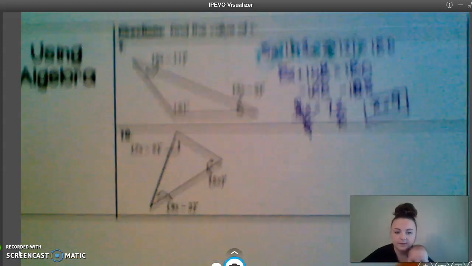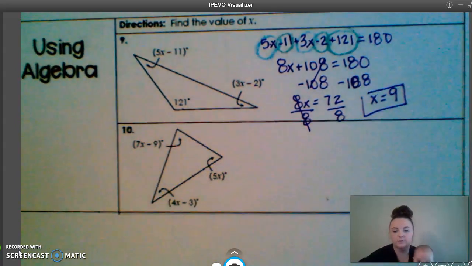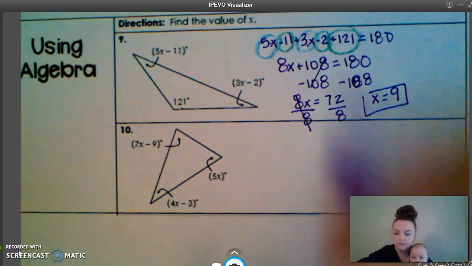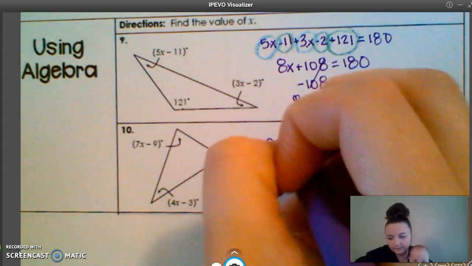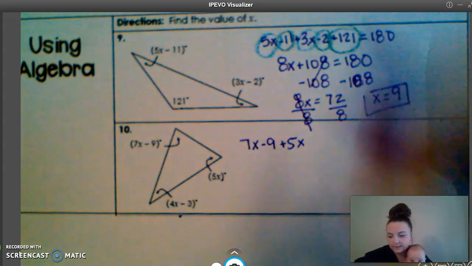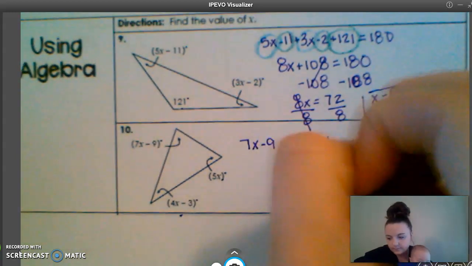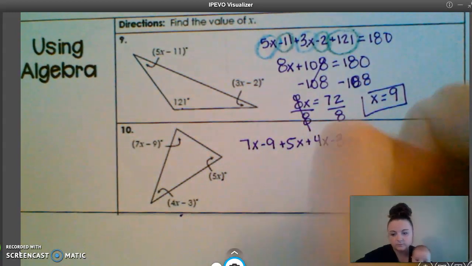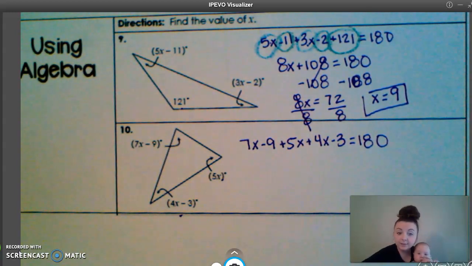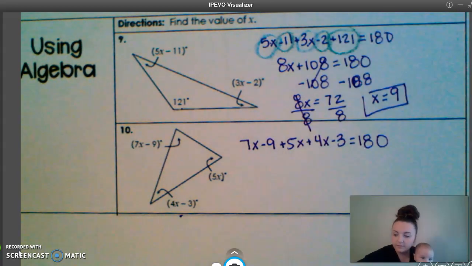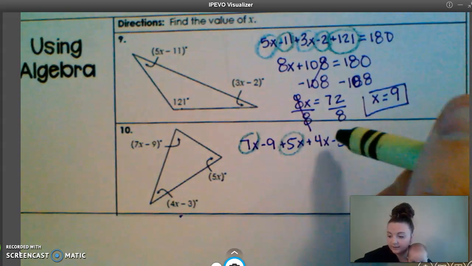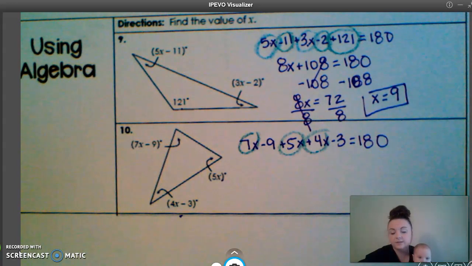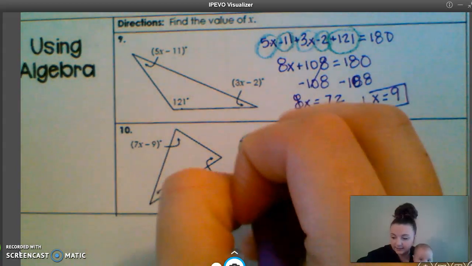Okay. Now we've got one more like this, and we're going to add up all the angles. The first part that you have to do is add up all those angles. So 7x minus 9 plus 5x plus 4x minus 3. And then you set it equal to 180. Again, we have some like terms here. So my like terms are things with x's and things without x's. So 7x plus 5x plus 4x. So 7 plus 5 is 12. Plus 4 is 16. So 16x.